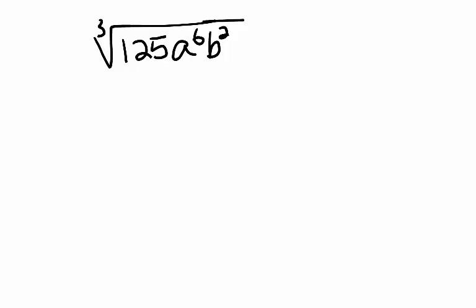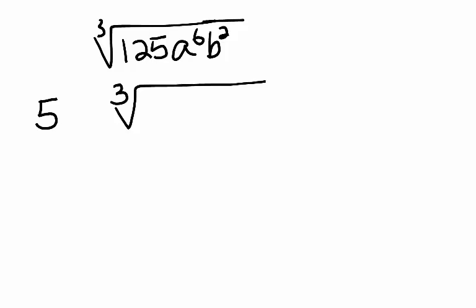Suppose I want to simplify the radical expression, the cube root of 125a to the 6th b squared. I know that the cube root of 125 is 5, because 5 times 5 times 5 equals 125. If I didn't know this, then I would start by doing a prime factorization on 125. But since I know the cube root, I'll write it. I'll get this set up here.